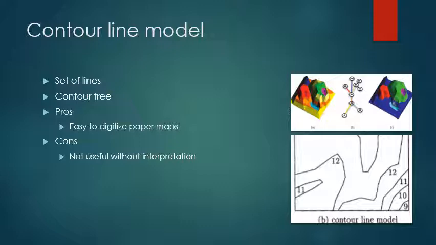The model can be stored in a D-cell, as we've seen before, or in a contour tree. In the contour tree, every node represents a contour line, and if two nodes are connected by an arc, it means that these two contour lines bound the same region. An advantage with the contour line model is that it can be used directly when digitizing a paper map with contour lines. A disadvantage is that it is not very useful without any further interpretation.